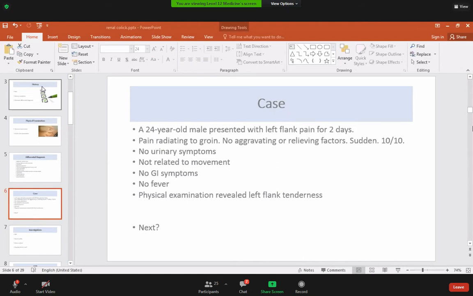A 24 years old male presented with left flank pain for 2 days, which is radiating to the groin. No aggravating or relieving factor, no urinary symptoms, not related to movement, no GI symptoms, no fever. Physical examination reveals left flank tenderness. Now, the nature of the pain is slightly different. When you characterize the pain, the patient tells you it is left flank pain and it is radiating to the groin. It is loin to groin pain. Radiation is going to the groin.